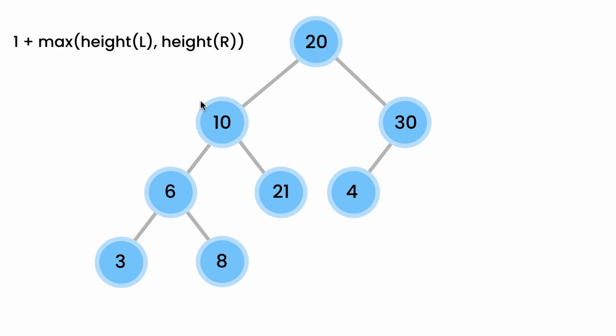In this example, we visit the 3 and the 8 first, get their heights, and then pass them up to the 6. Now we have the height of the 6 and the 21. So we pass them up to the 10 and keep repeating this until we get to the 20. This is post-order traversal in action. We start with the leaves and pass values up in the tree until we get to the root node.